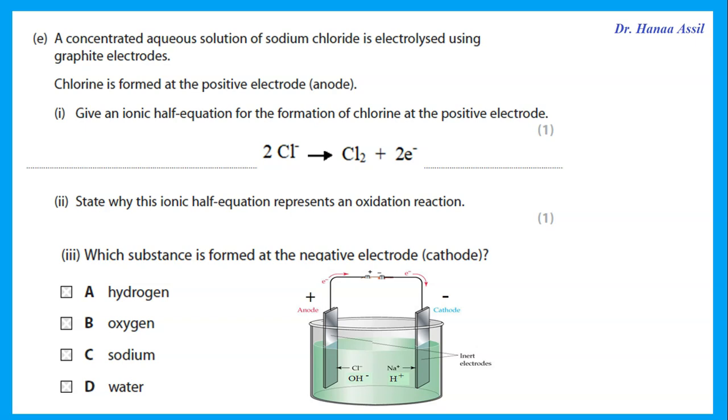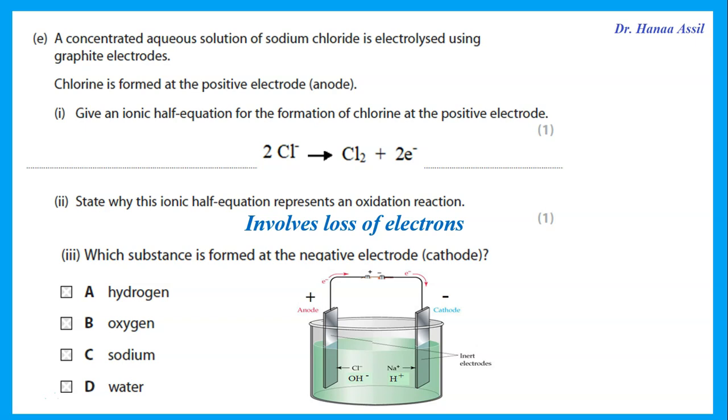Remember, when we have electrolysis of concentrated sodium chloride, it is the chloride ions which are present in larger amounts. These are the ones that will give up electrons and become chlorine gas. Now, state why this represents an oxidation reaction. Of course, this is oxidation because the chloride ions are losing electrons. So it involves loss of electrons. This is oxidation.